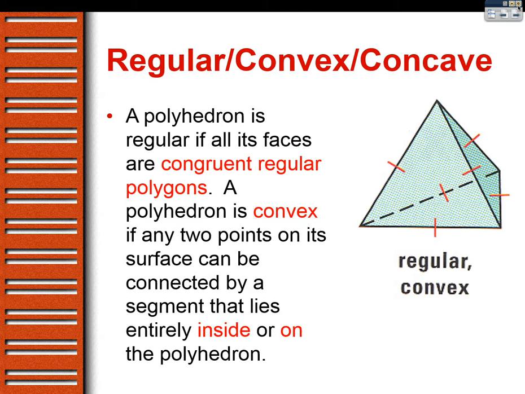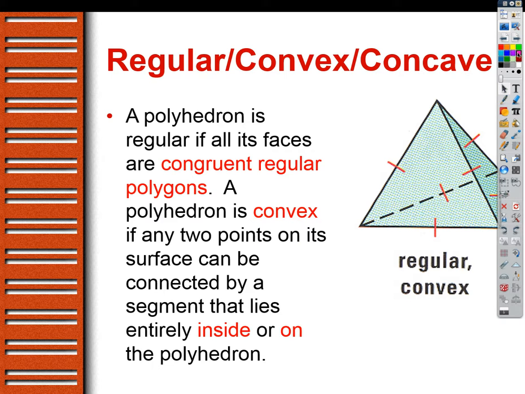Okay, so if we could draw any segment that starts at one point on the surface of the polyhedron and ends at another point on the surface, say it a little differently. If we extend any edge of the polyhedron, let's say I'm going to take, for example, this edge right here. And if I extend that edge, if it's convex, what has to happen?